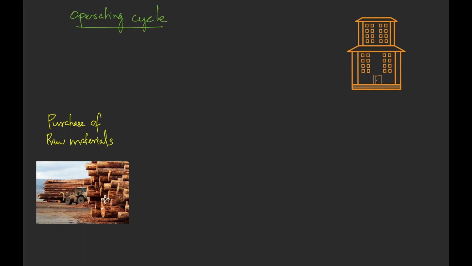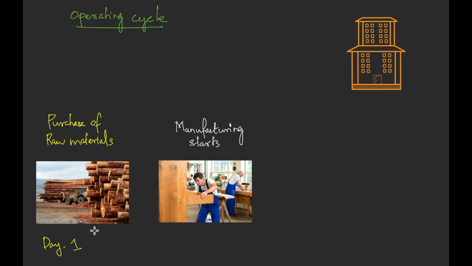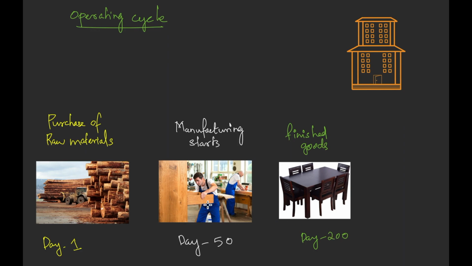The first step in the operating cycle is purchase of raw materials, that is acquisition of assets for processing. This will be done on the first day, so we take it as day 1. After purchase of raw materials, the company starts its manufacturing process, that is, it starts producing furniture. Let's say manufacturing started on day 50, and on day 200, the company finished manufacturing and a finished good is ready for sale.